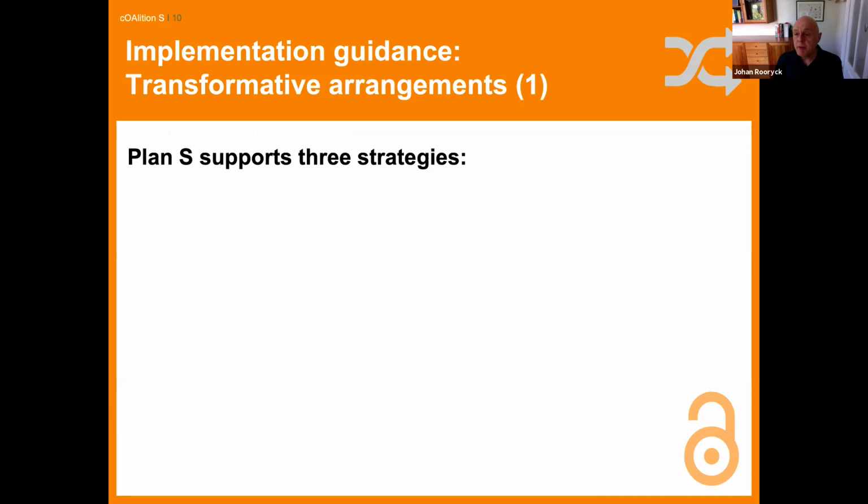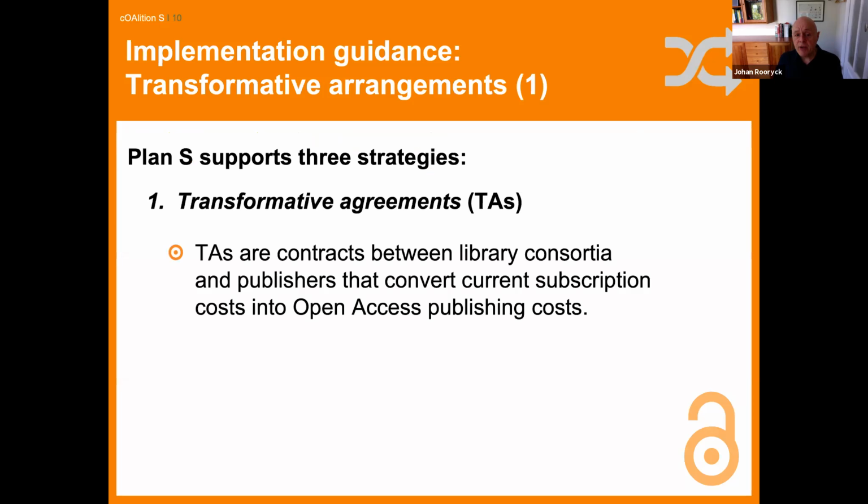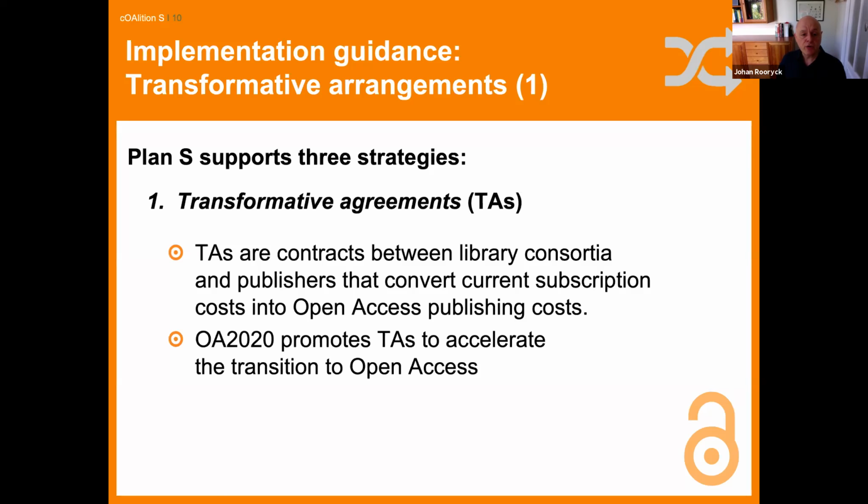I think most of you will be familiar with them, but since I cannot assume anything, I'm quickly going through these arrangements. We support three strategies, the first one of which is transformative agreements. Transformative agreements are contracts between library consortia and publishers that convert subscription costs to open access publishing costs, basically to publish and read. So instead of paying just for reading, the library pays for reading and publishing of the researchers that are associated with that library or with that library consortium.